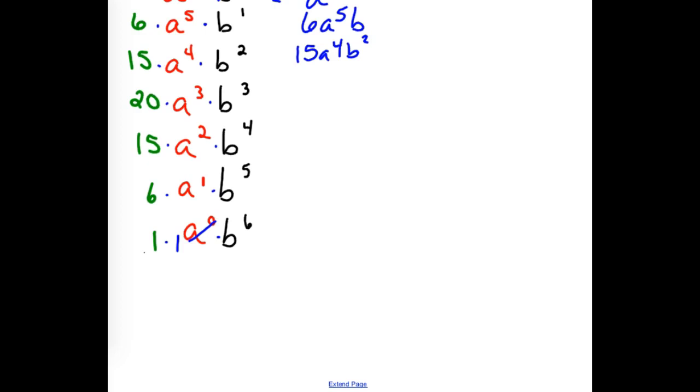But we do need to write our final solution out. So my first term was an a to the 6th, right? My second term was 6a to the 5th b. What was my next term?